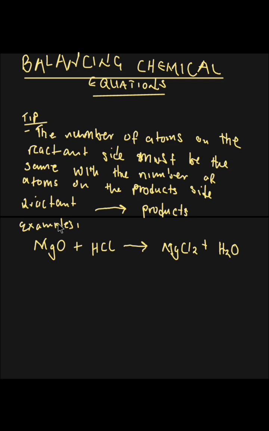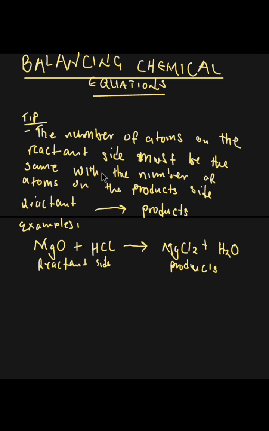Now we are going to have the first example. Here you have magnesium oxide reacting with hydrochloric acid to produce magnesium chloride and water. So this side is the reactant side, and this is where we find the products, what has been produced from those compounds that are reacting. So we have two products that have been produced from this reaction.